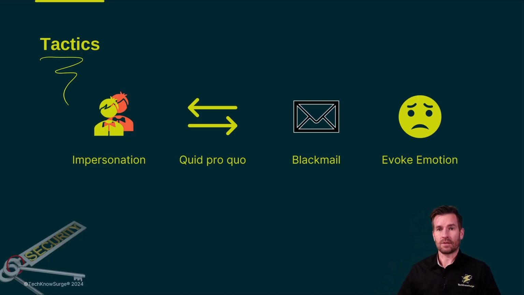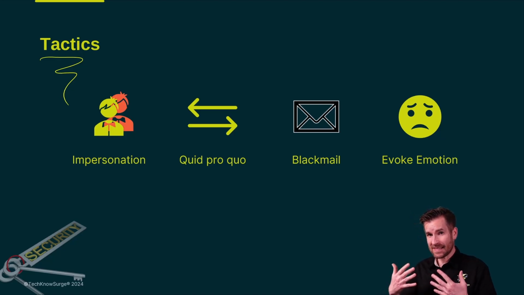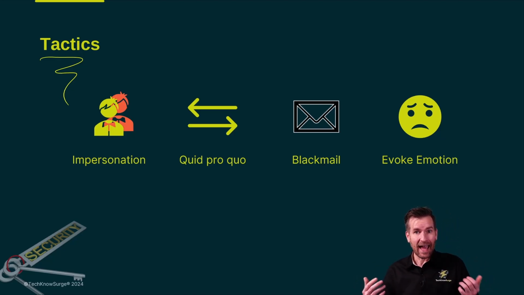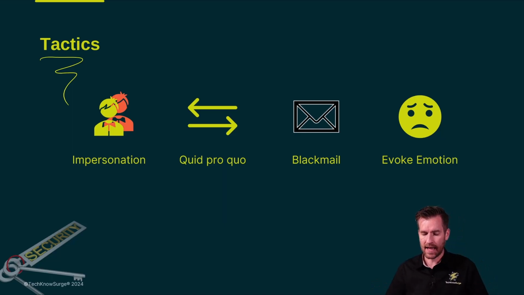That's impersonation. Quid pro quo is something for something. So the idea is, well, I'll give you this if you give me that. I'll give you some money if you give me some information. Then there's blackmail. That's the, hey, I have a piece of information that's against you. I'm going to release it unless you tell me some sort of information that I'm trying to gather. So that would be blackmail.